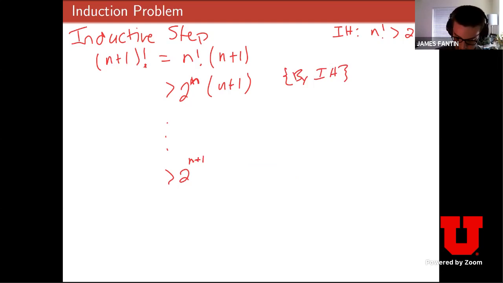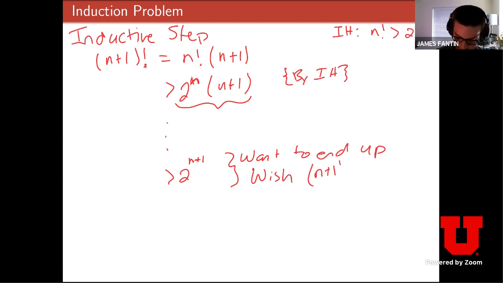The reason is just that we can pick smaller values on this side. If we just want a greater than symbol, we can replace this right-hand side with any value smaller than any of these values. So if we want to end up here, this is where we want to end up. In other words, we wish that n plus 1 was equal to 2 here, because then we would immediately have this next step, 2 to the n plus 1.